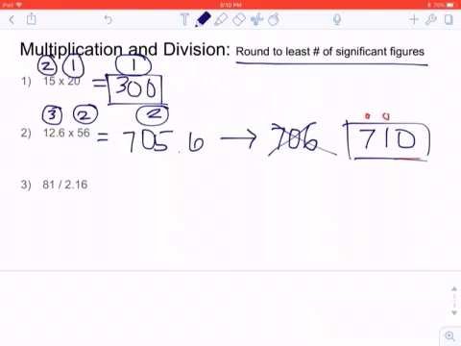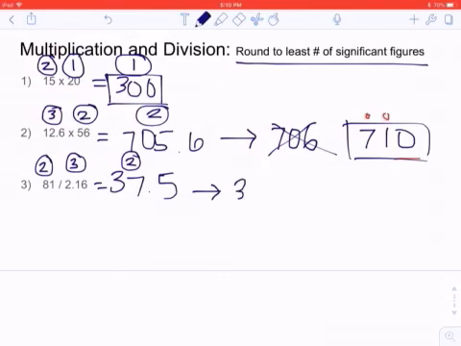And in my last example, I'm going to have 81 divided by 2.16. That's going to give me 37.5. 81 has two significant figures. 2.16 has three significant figures. So my final answer must have two significant figures. I'm going to round 37.5 to 37 so I can write it as a number with two significant figures.